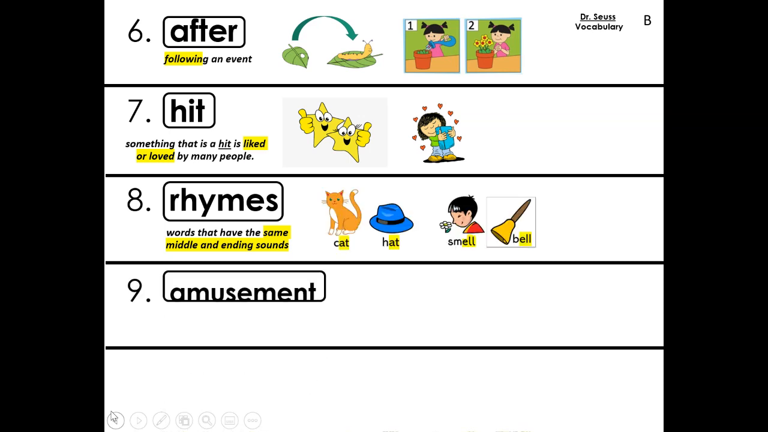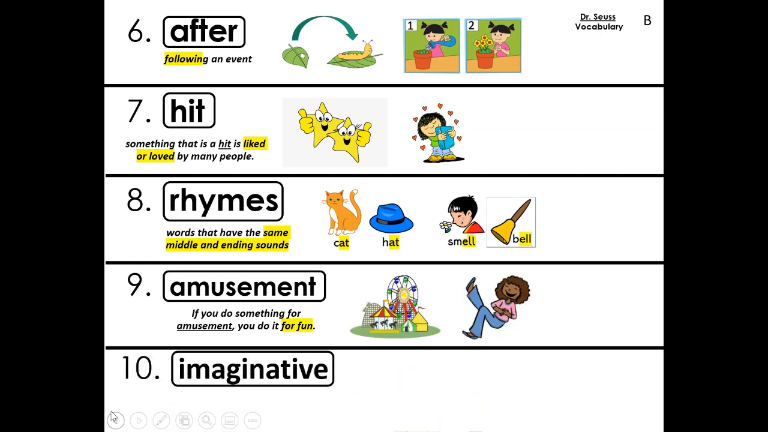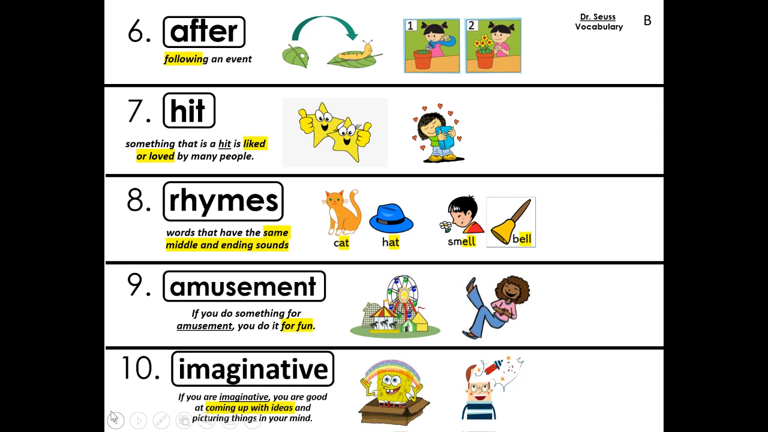Rhymes. Number 9, amusement. If you do something for amusement, you do it for fun. Amusement. And number 10, imaginative. If you are imaginative, you are good at coming up with ideas and picturing things in your mind. Imaginative. So if you missed any of these words, push pause, write the word you missed, and then when you're ready to join us, push play.